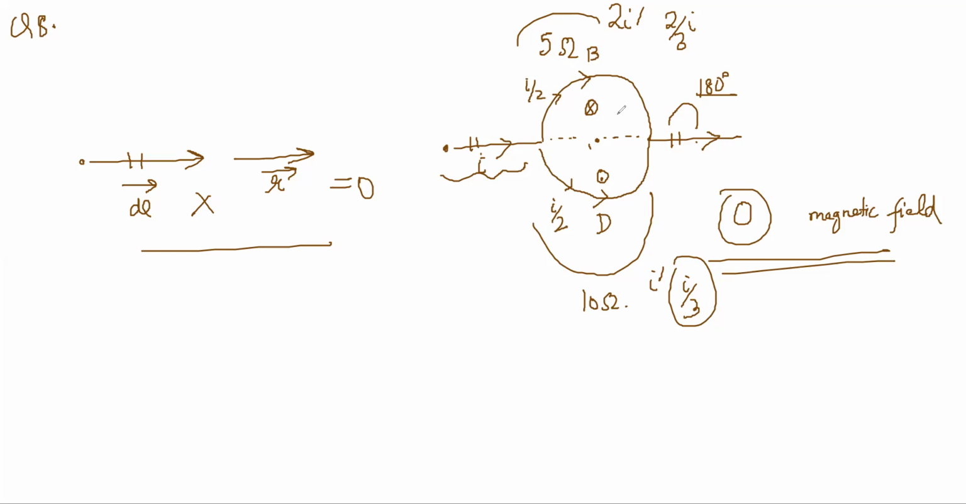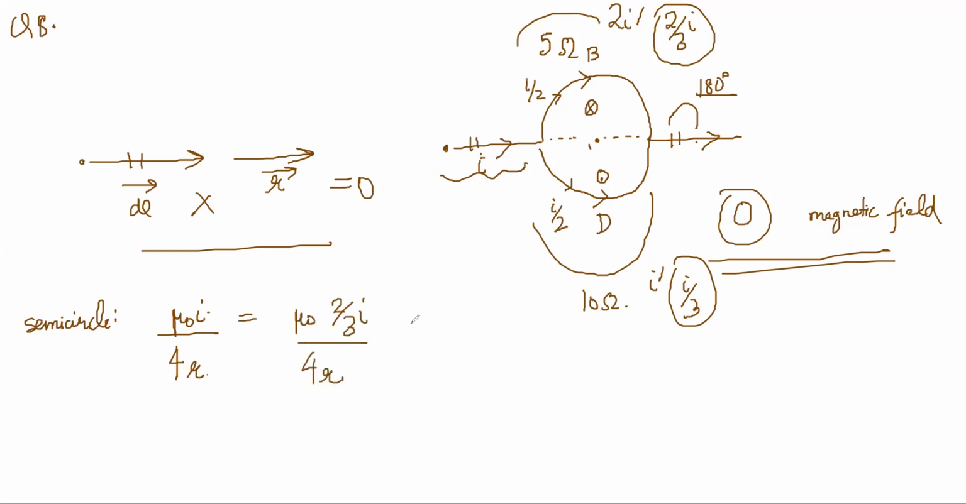They are oppositely oriented, right? So 2 by 3 I is contributing to a magnetic field which is going into the plane of the paper. And how much field is there? Mu naught I by 2R would have been for the full circle. So this is mu naught I by 4R for the semicircle. So B is equal to mu naught times 2 by 3 I by 4R. This is into the plane of the figure, right?